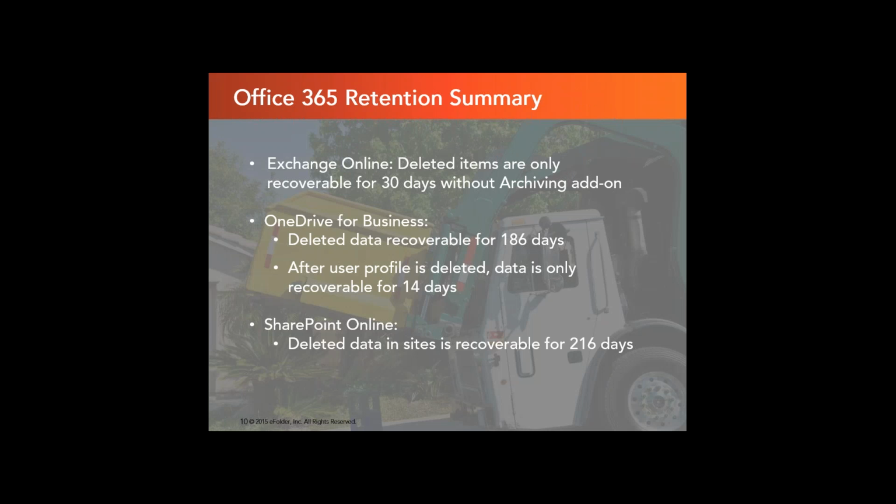So let's briefly summarize the default retention policies in Office 365. In Exchange Online, deleted items are only recoverable for 30 days without archiving add-on. In OneDrive for Business, deleted data is permanently purged after a total of 186 days. And when a user profile is deleted, data is permanently purged after 14 days. In SharePoint Online, deleted data in sites is recoverable for a total of 216 days before it is permanently purged. There is also no retention add-on available for OneDrive and SharePoint Online.